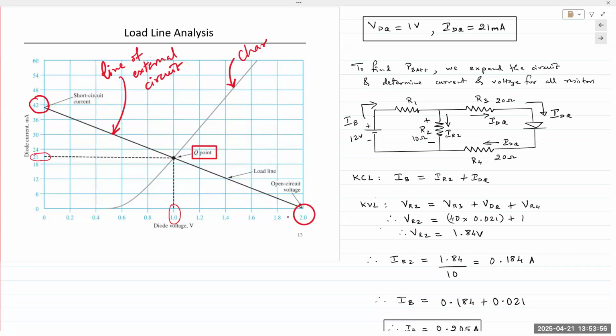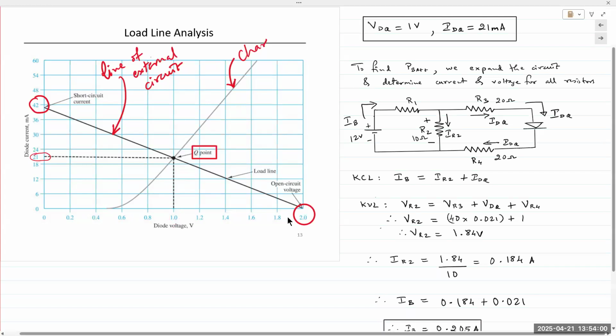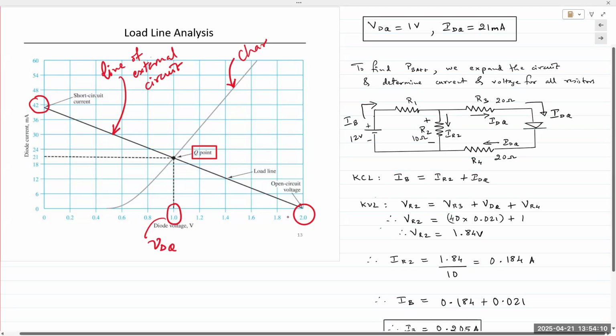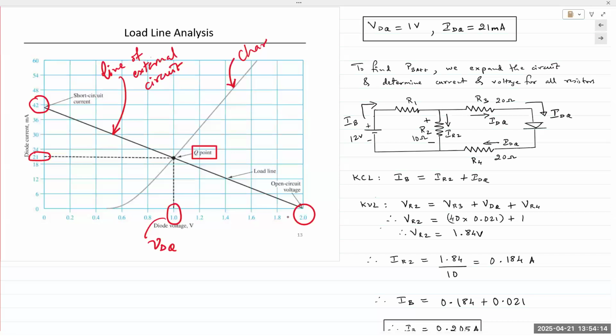Extrapolation of that point to the x-axis and the y-axis gives us the value of the diode voltage and current due to the 12-volt source. That comes out to be 1 volt right here. That's VD or VDQ, diode voltage at the Q point. And this 21 milliamps is IDQ, diode current at the Q point. Okay, at the Q point.